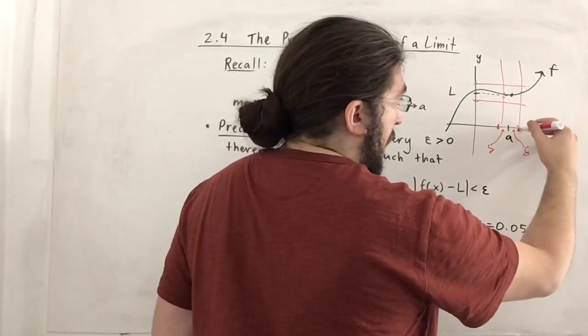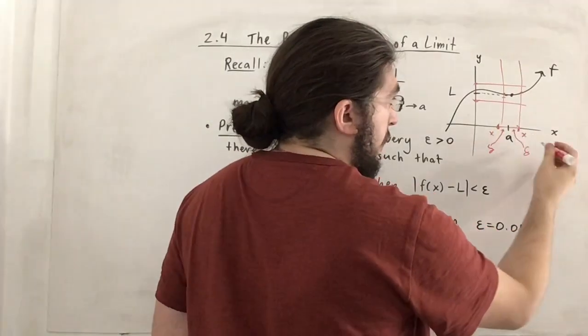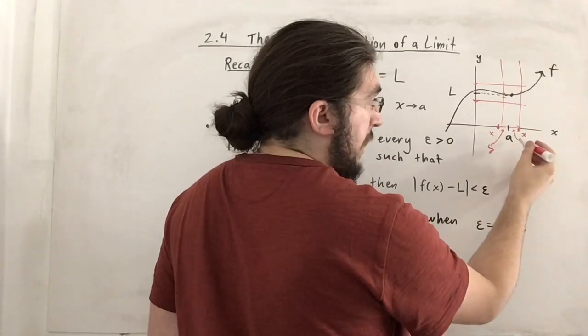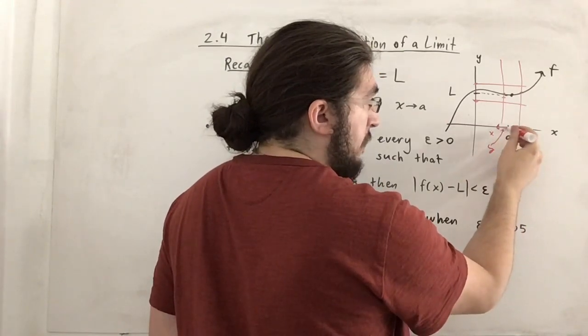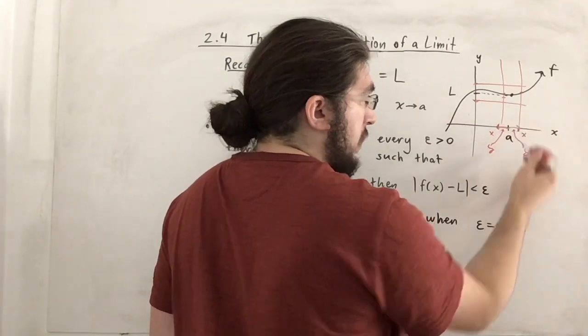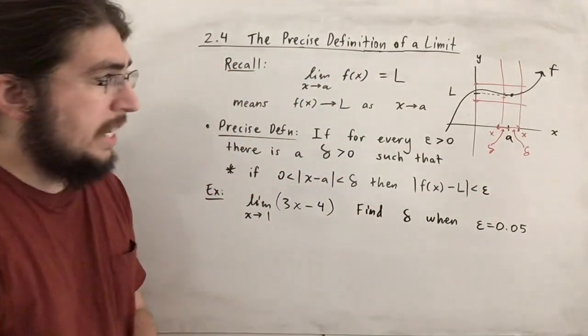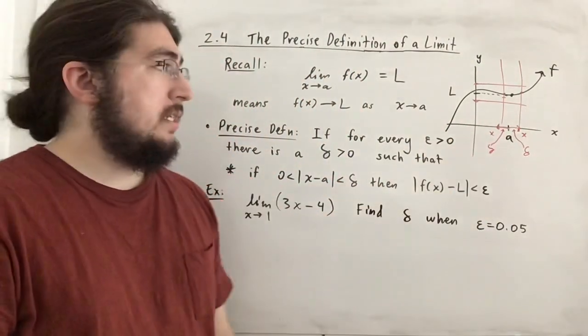So if you pick a number x, let's say here or here, this distance will be x minus a, and this distance will be, well, it'd be a minus x actually, but what we're trying to say is that this distance is at most delta.